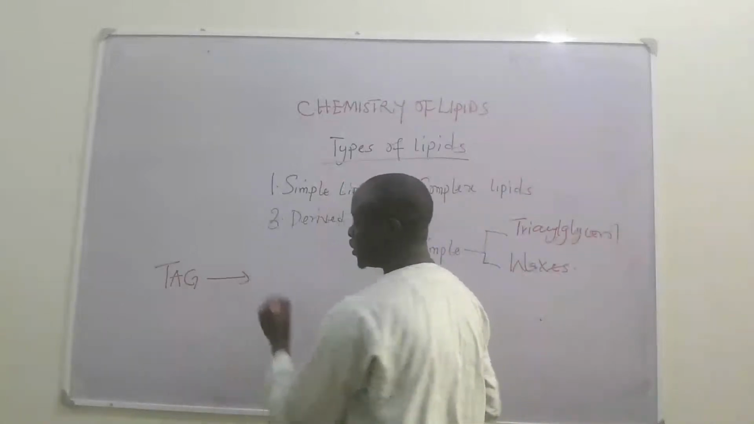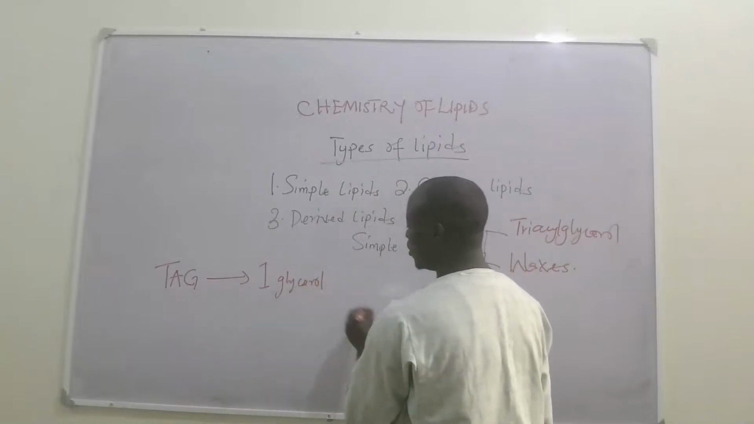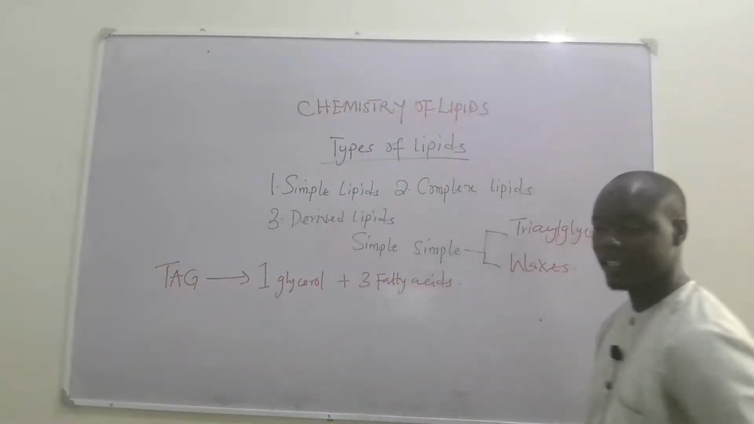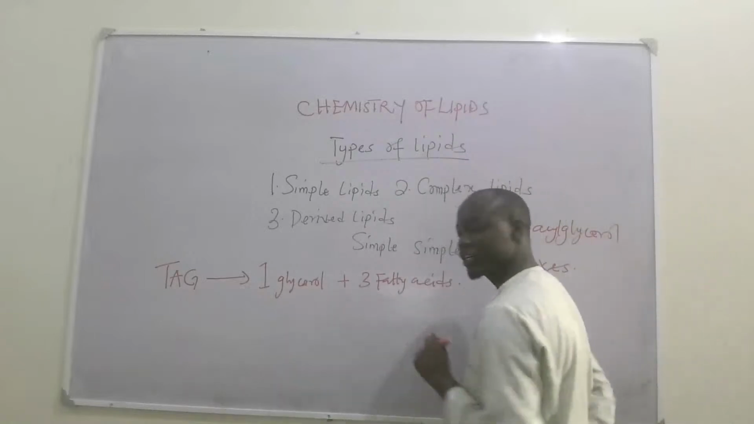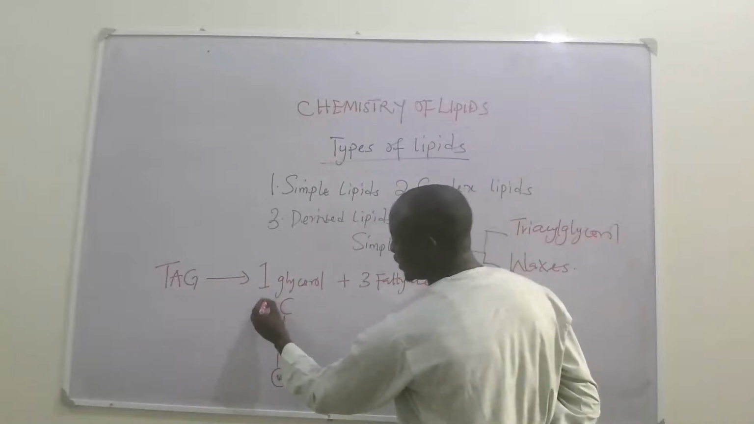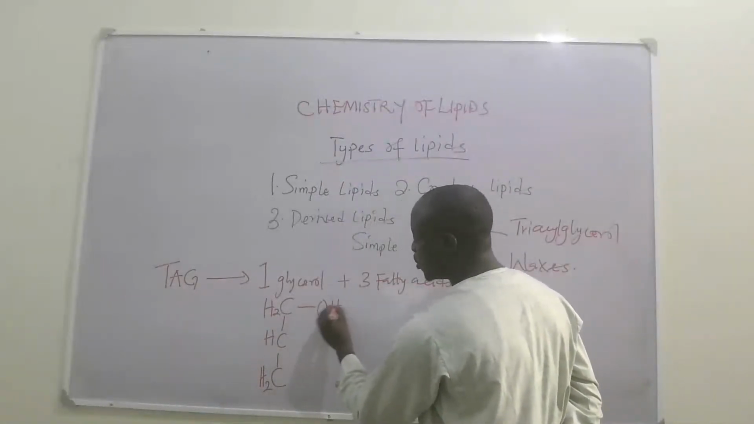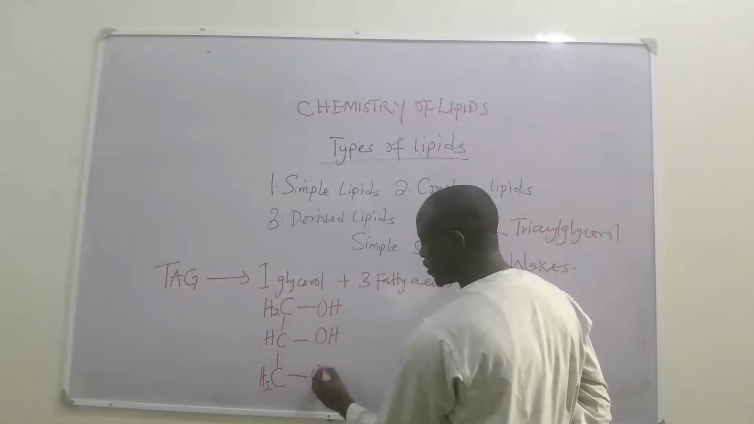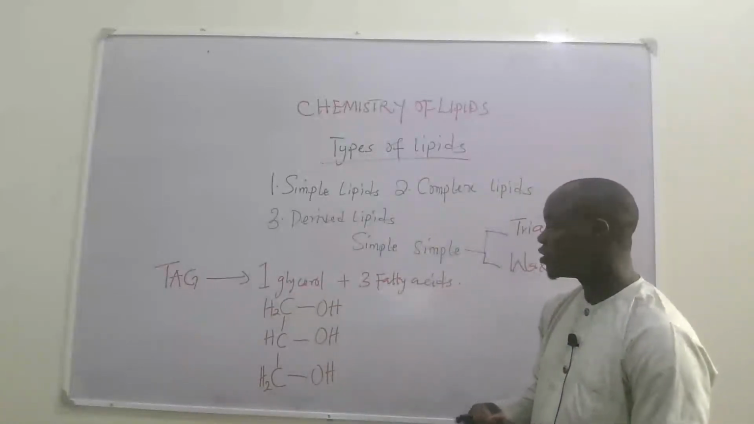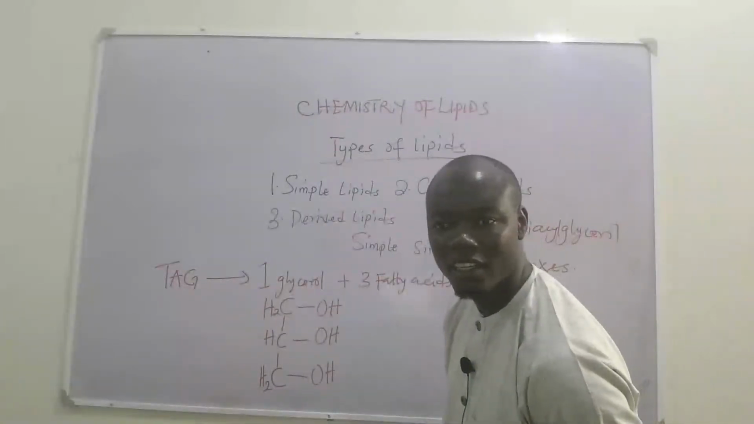This triacyl glycerol is made up of one glycerol plus three fatty acids. So what is the structure of the glycerol? A glycerol is a three-carbon compound that has three OH groups. And of course, as we said, triacyl glycerol is made up of one glycerol and three fatty acids.